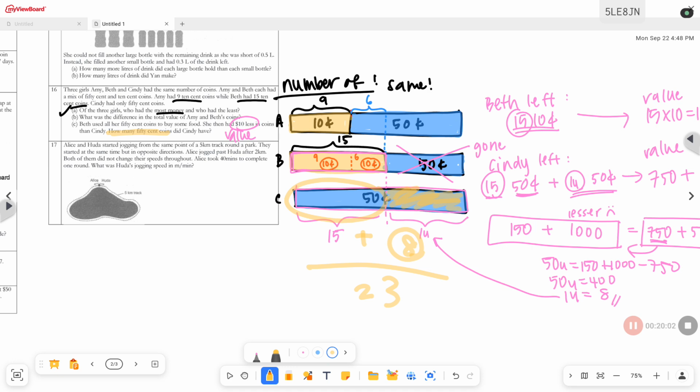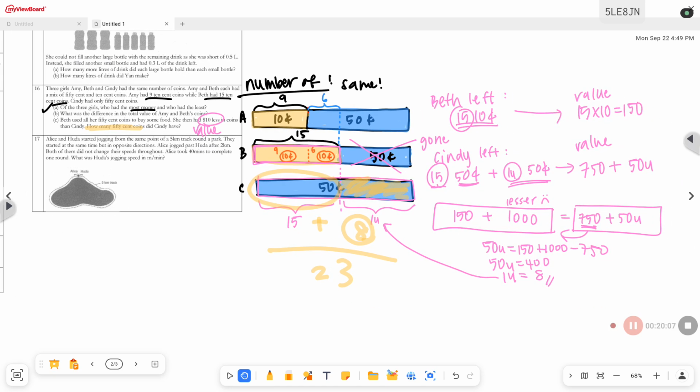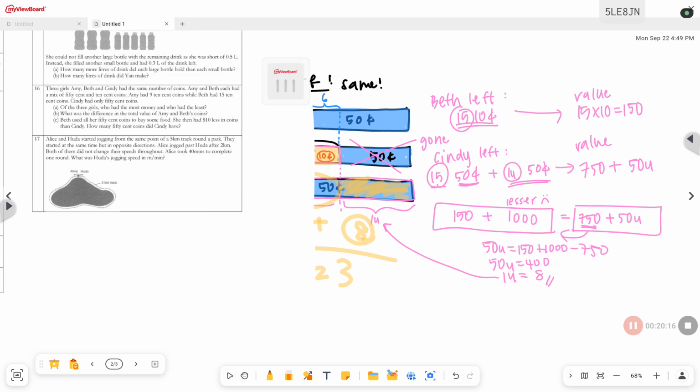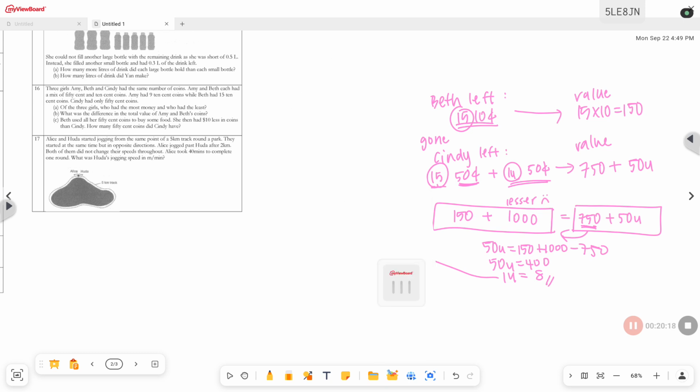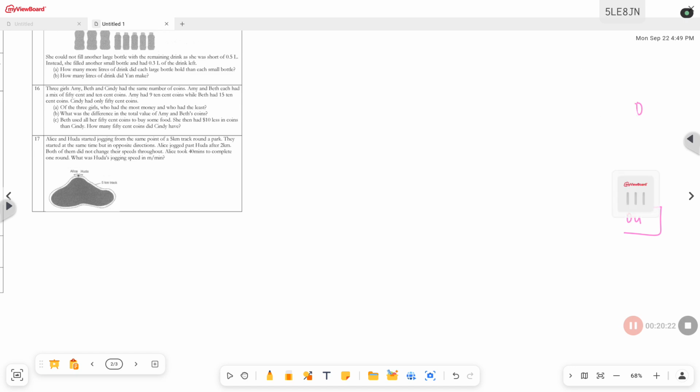But if you do not know, please go and watch and rewatch. That's why it's a video, for you to go and really understand this part. If you don't understand any part, remember to screenshot it and quickly WhatsApp me. Okay, so go and watch and rewatch and really understand the difference between number and value.